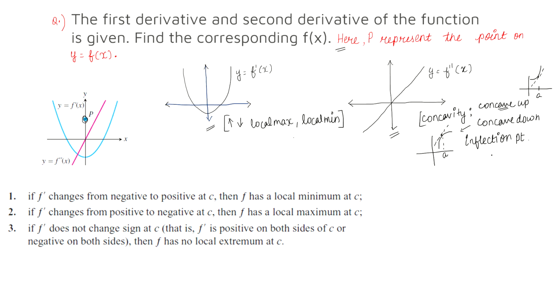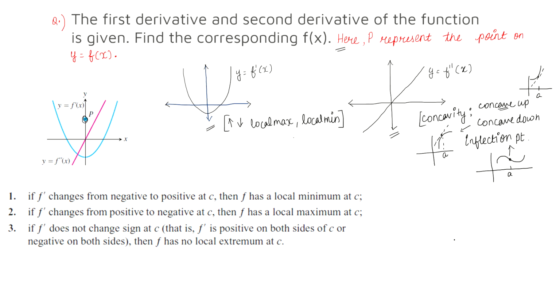And inflection point is the point at which the concavity changes. For example, consider this graph. If this is the point A, you can observe that before A the graph was concave down, and after A the graph is concave up. So basically at point A the concavity is changing and A is called the inflection point. Okay, so these are the meanings of concave up, concave down and inflection point.